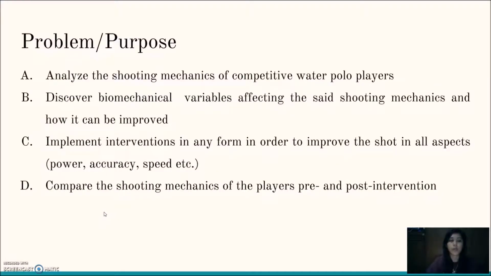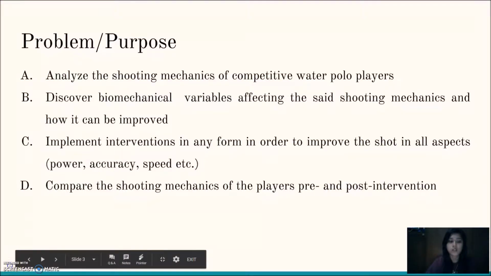The purpose of this paper is to focus on performance improvement, and our goals are to analyze the shooting mechanics of competitive water polo players, discover the biomechanical variables affecting the said shooting mechanics and how it can be improved, to implement interventions in any form in order to improve the shot in all aspects, and to compare the shooting mechanics of the players pre and post intervention.